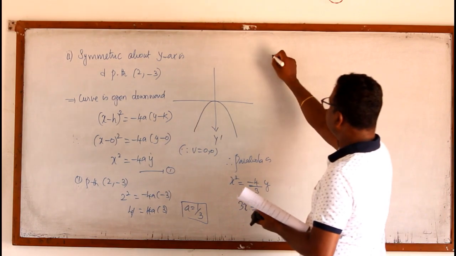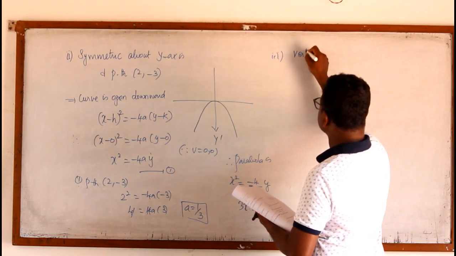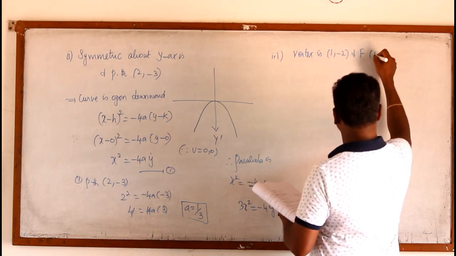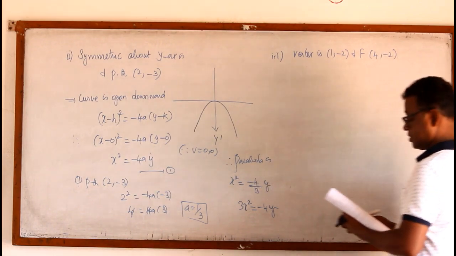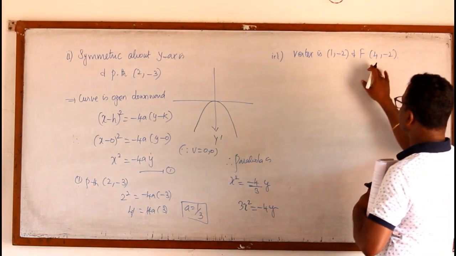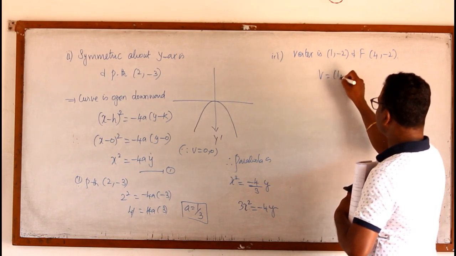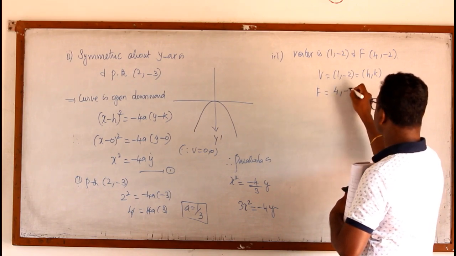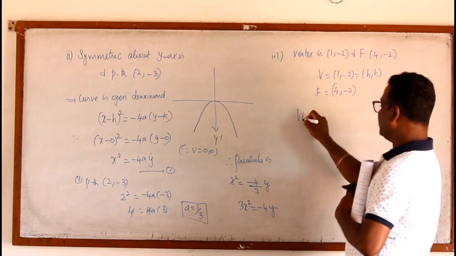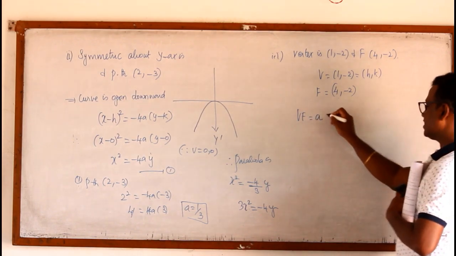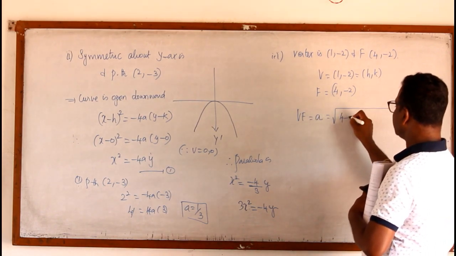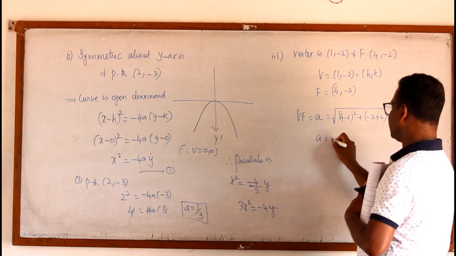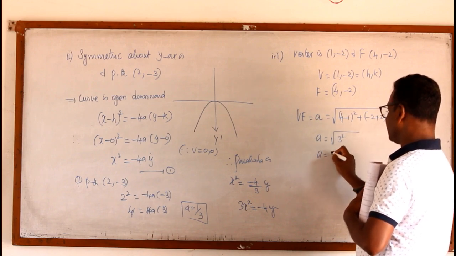Now we shall go to the third problem. Vertex is (1, -2) and the focus is (4, -2). We know vertex is (1, -2), that is our (h, k), and the focus is (4, -2). We know VF is a, isn't it? So first we should find out the value of a. It is the square root of (4 - 1) whole square plus (-2 + 2) whole square. a equal to 3 square root, a equal to 3.